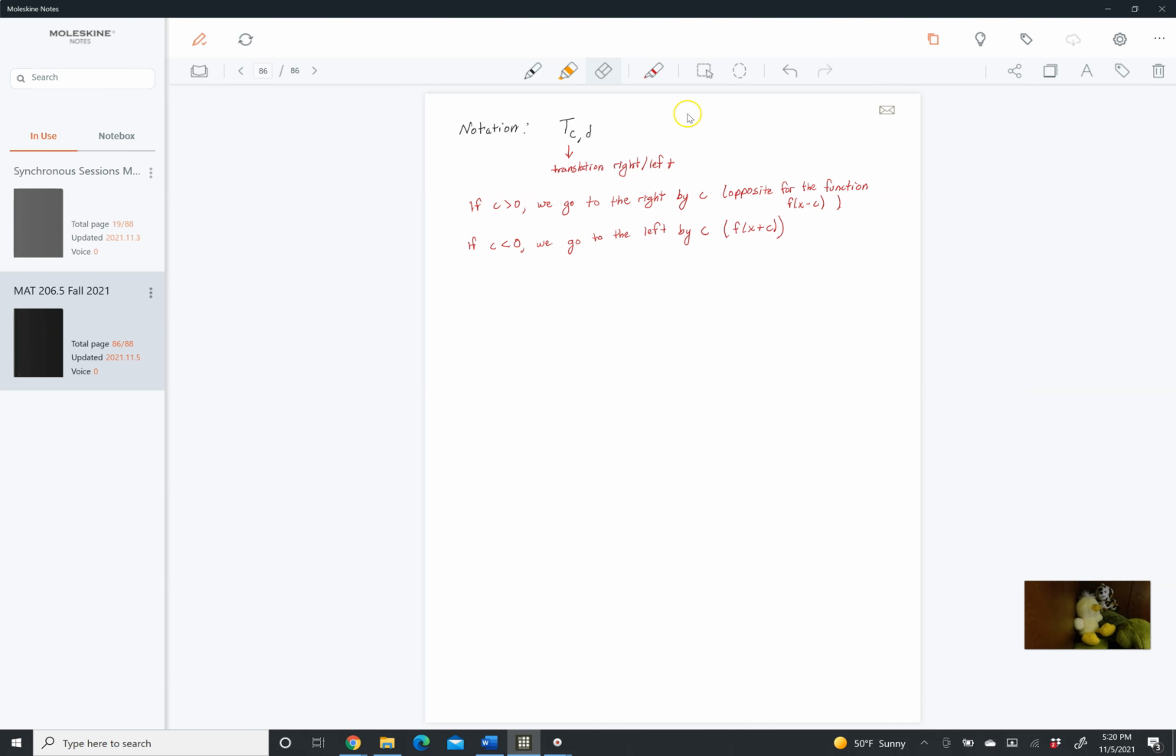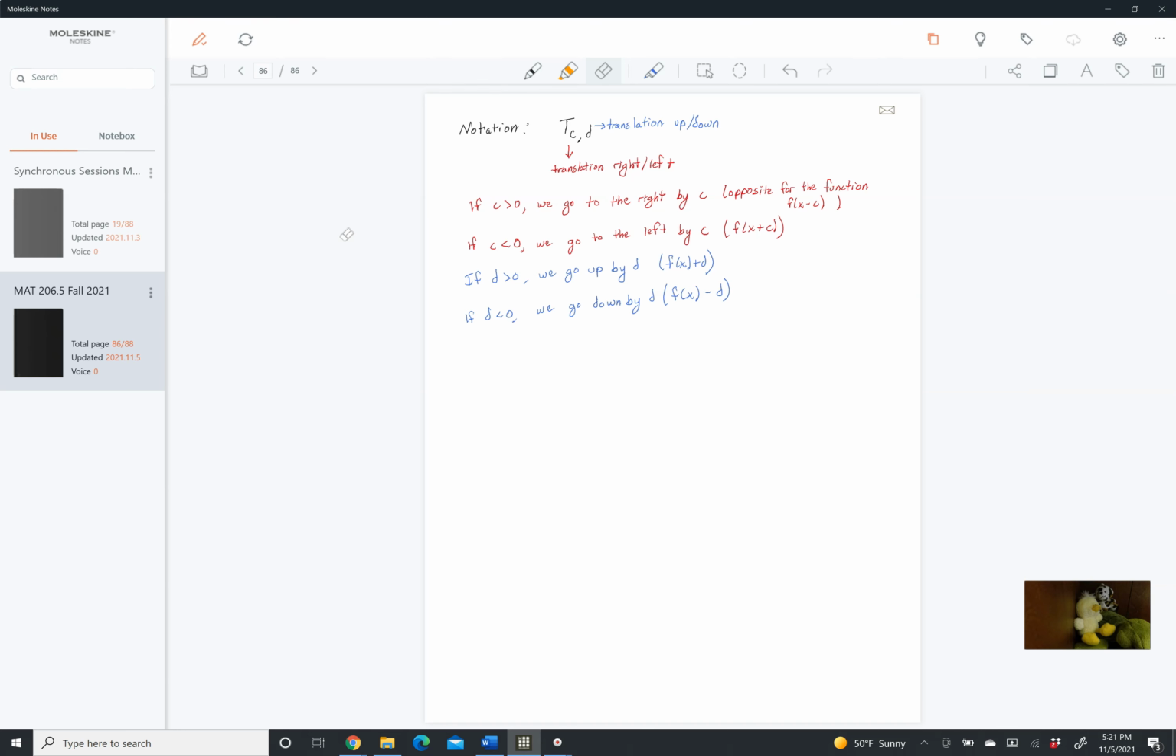Okay. The D is the translation up, down. And this is the same. So it's only the C that can be confusing. Okay, so if D is greater than 0, that means we go up by D, or f of x plus D. And if D is less than 0, we go down by D, or f of x minus D.